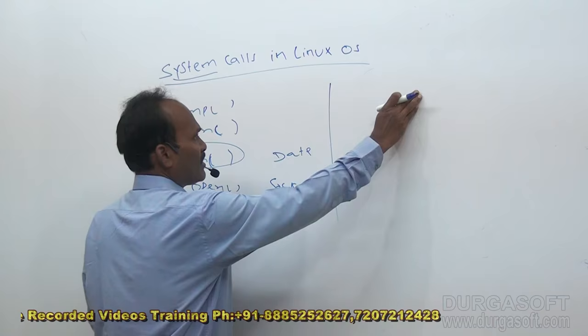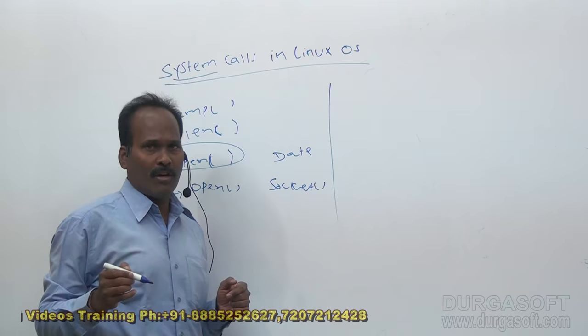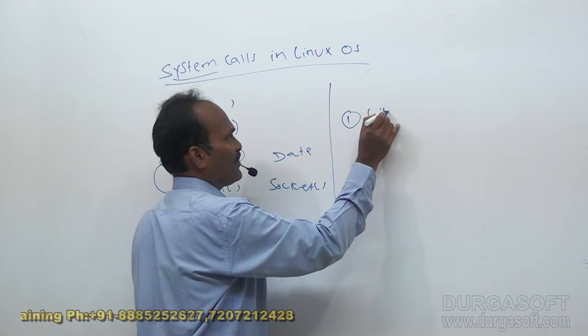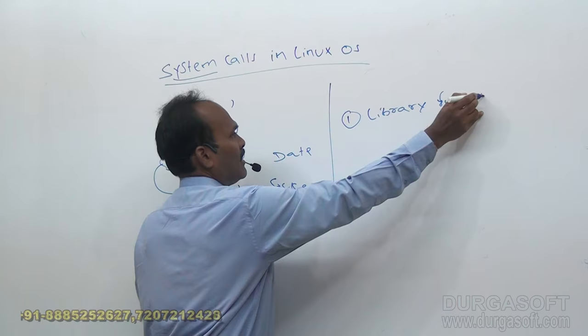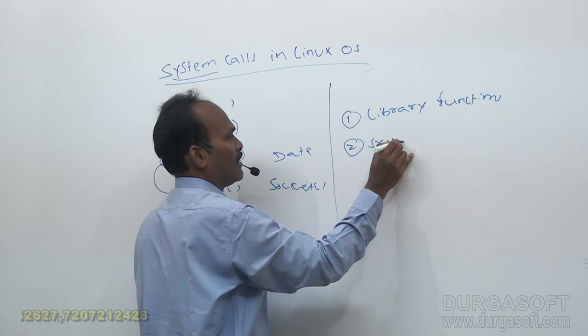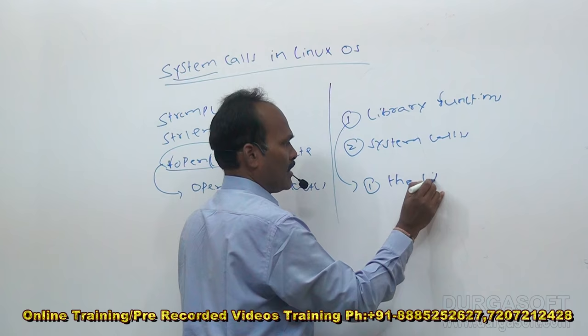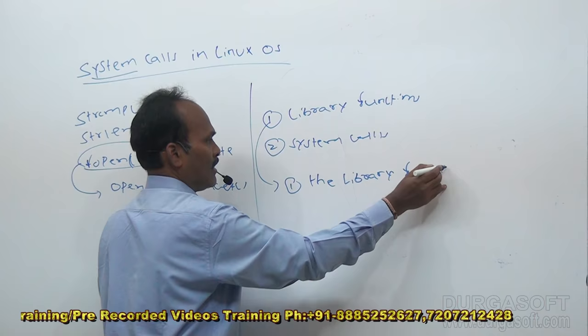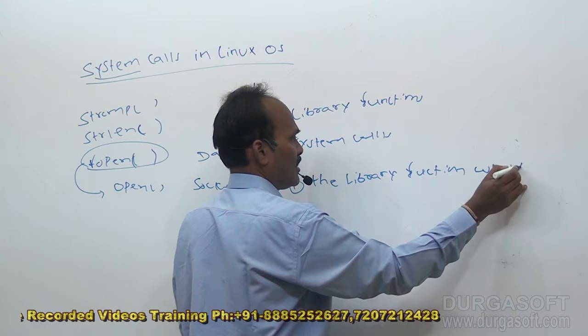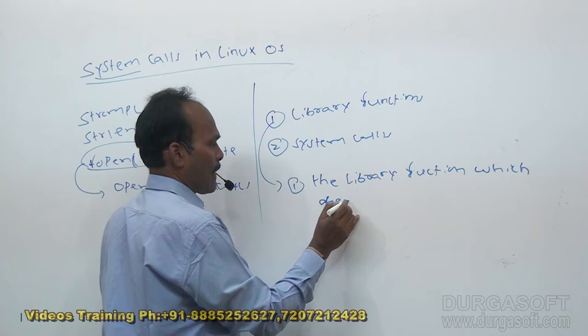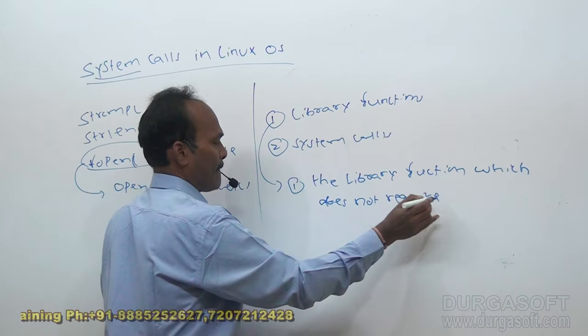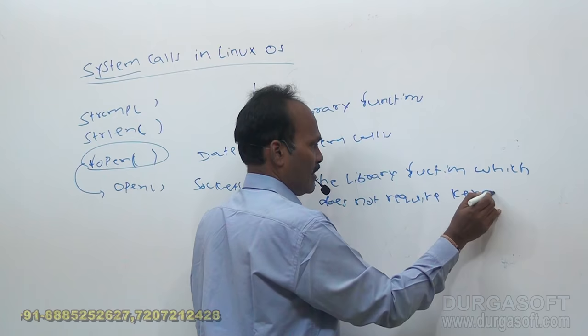Here, in order to write an application, we can make use of either library functions or system calls. To develop any application, we can use library functions and system calls. Again, the library functions are divided into two categories. The first is the library functions which do not require kernel communication.